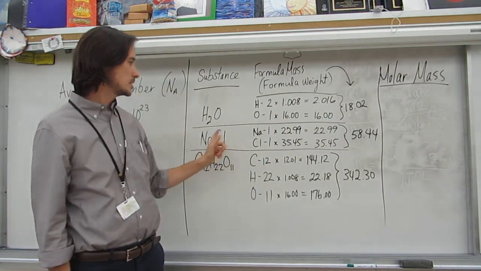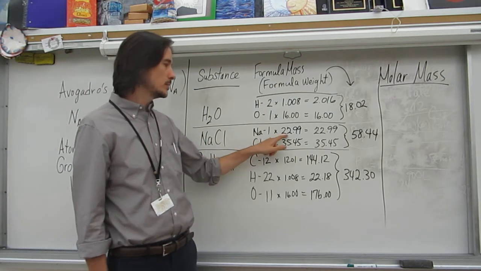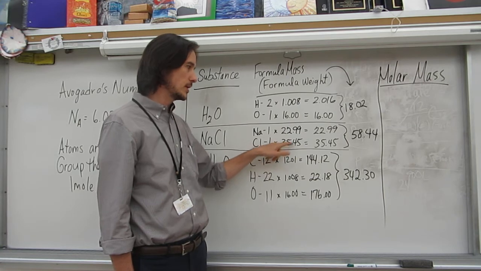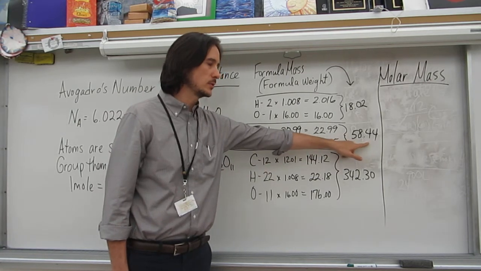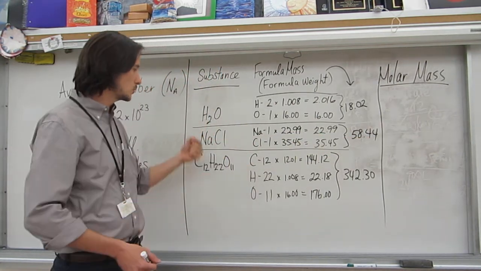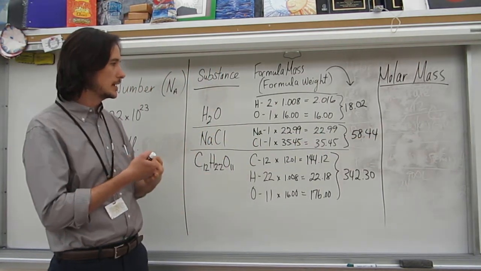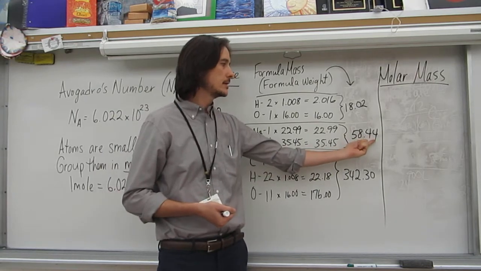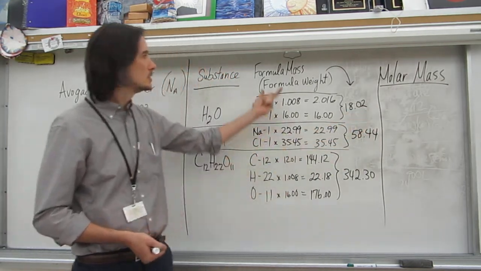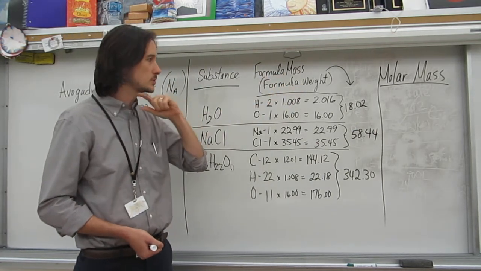Sodium chloride. This is simple because we have 1 and 1. We multiply by the masses on the periodic table, 22.99, 35.45. We add it up, we get 58.44. So if we have 1 unit of sodium chloride, 1 sodium ion and 1 chloride ion, it's going to weigh 58 AMU. So we can already see some relative weights here. Formula mass or formula weight, you'll see this called.